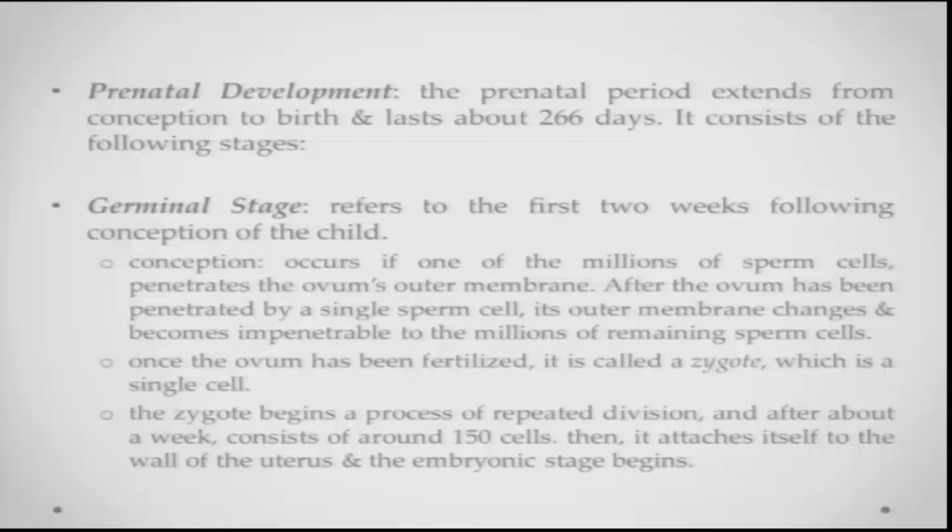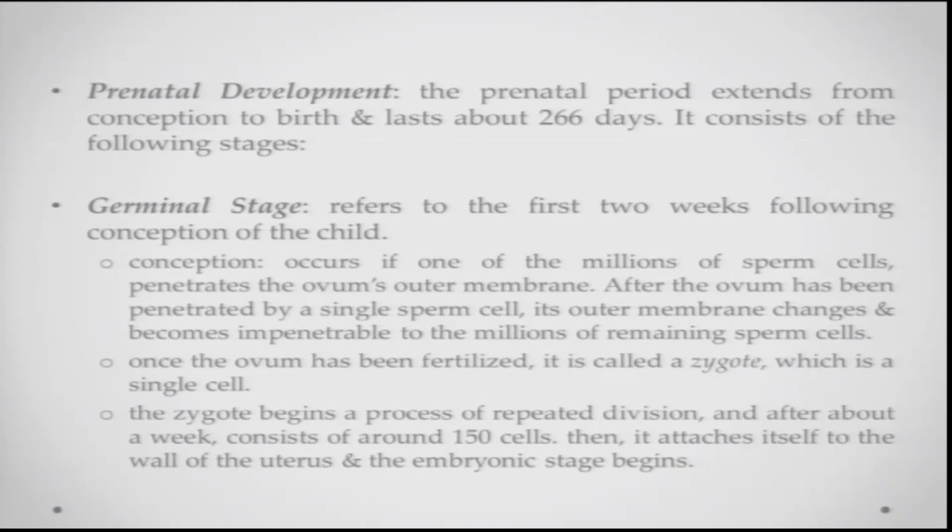Let's talk a little bit about prenatal development. The prenatal period basically extends from conception to birth and lasts for about 266 days. It consists of the following stages. I'll just briefly run you through these developmental stages.